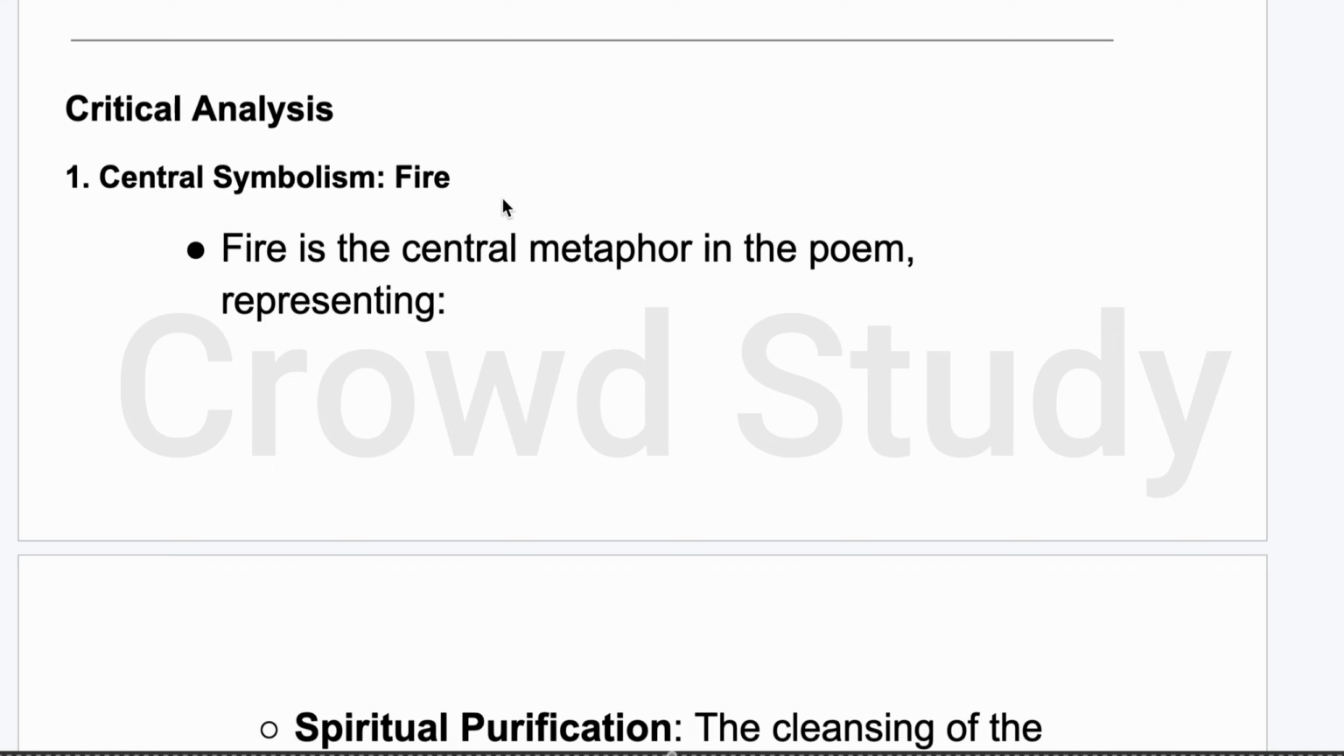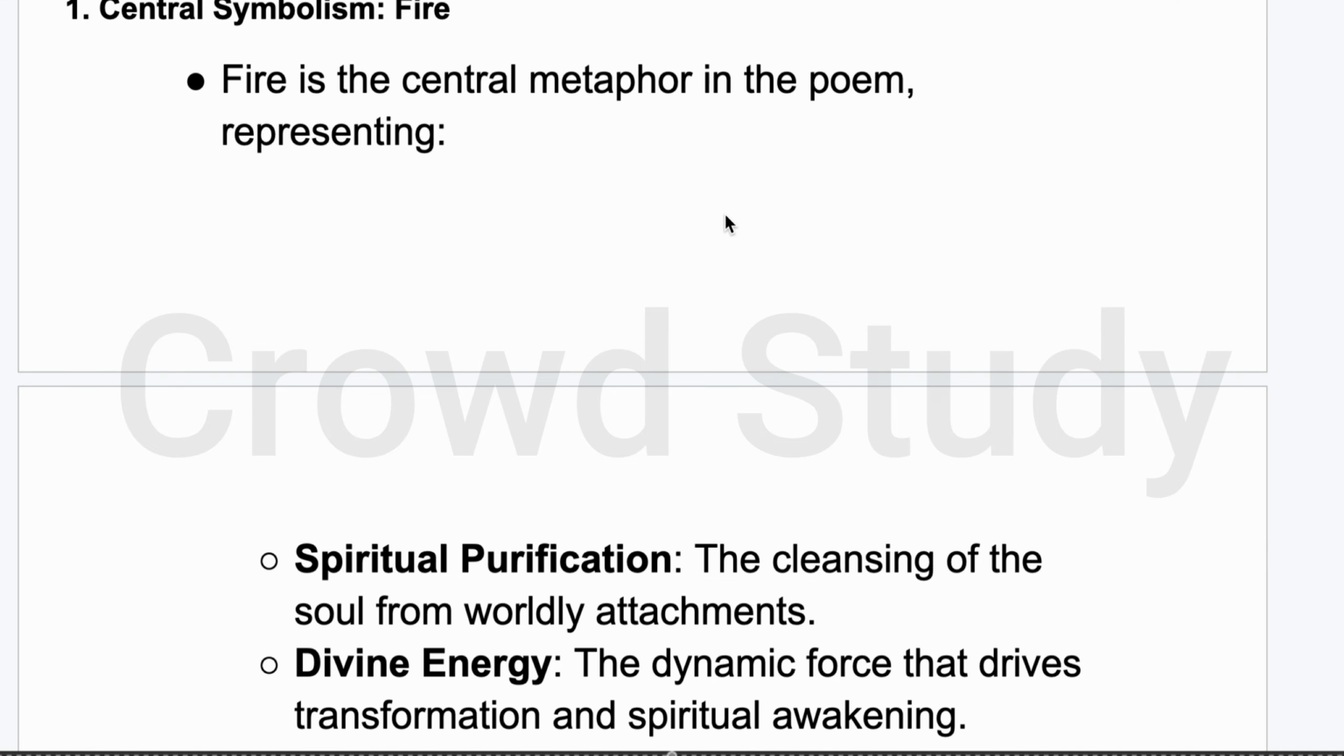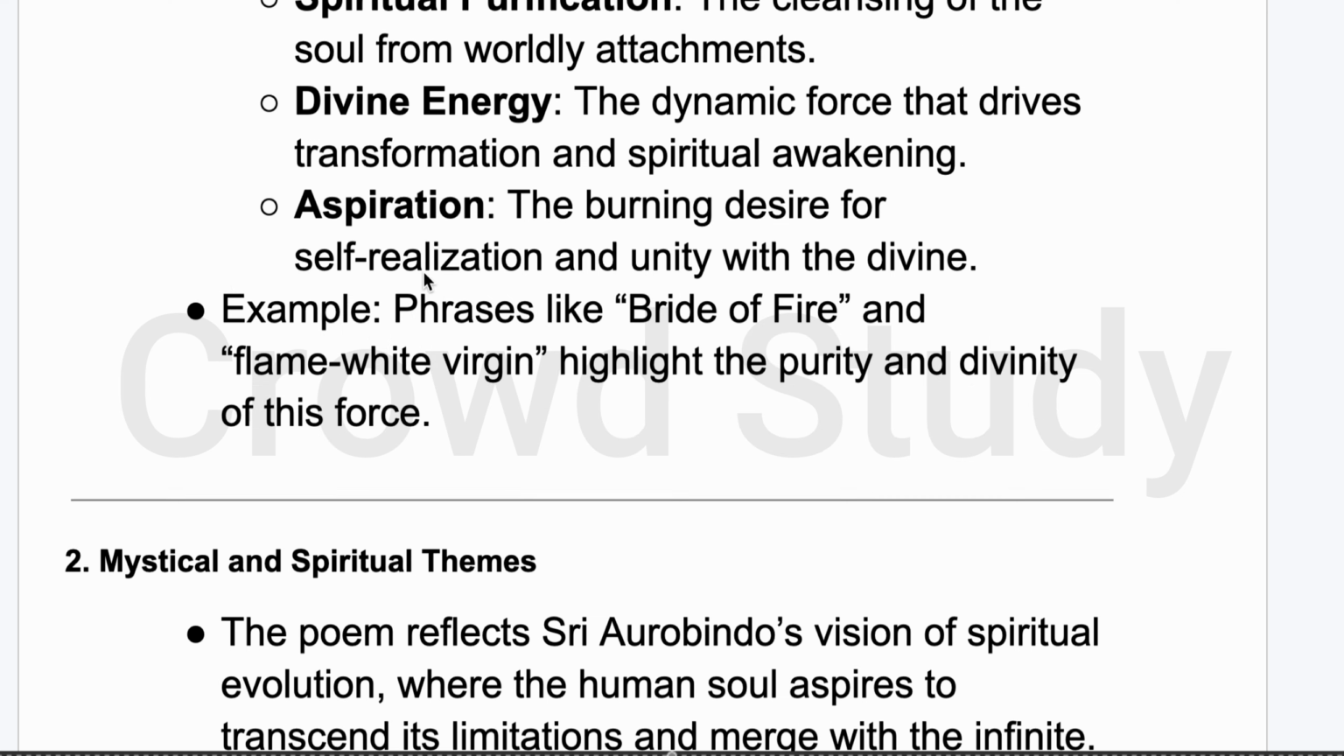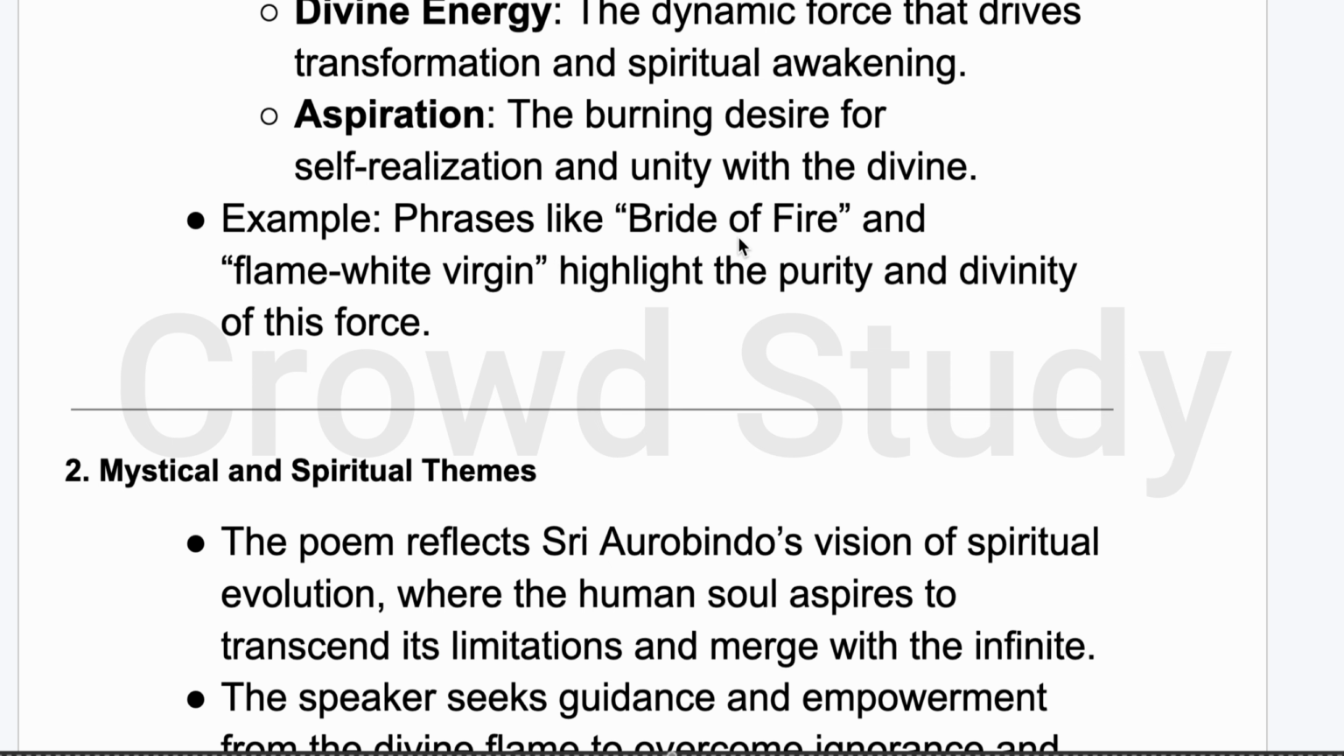Central symbolism: fire. Fire is the central metaphor in the poem, representing spiritual purification, the cleansing of the soul from worldly attachments; divine energy, the dynamic force that drives transformation and spiritual awakening; and aspiration, the burning desire for self-realization and unity with the divine. For example, phrases like "bride of fire" and "flame with virgin" highlight the purity and divinity of the force.